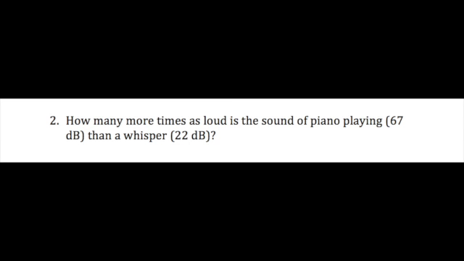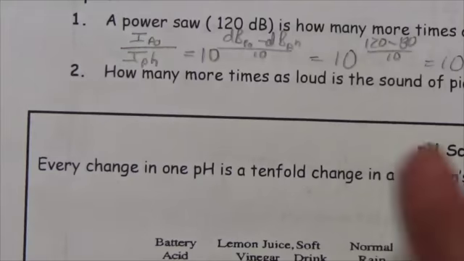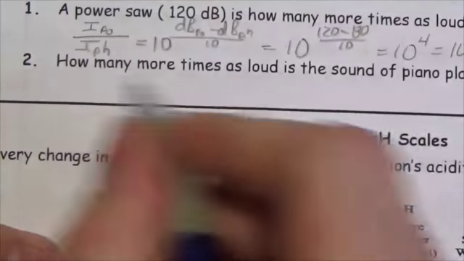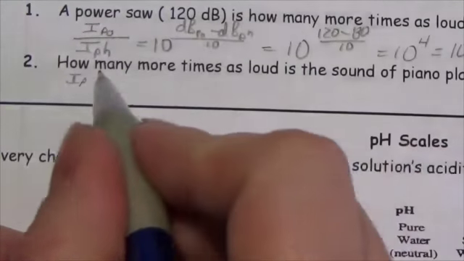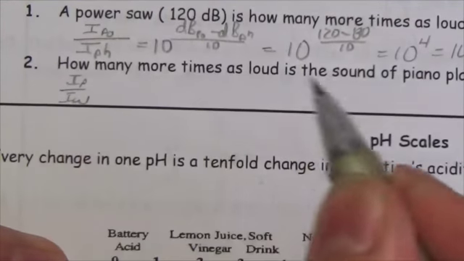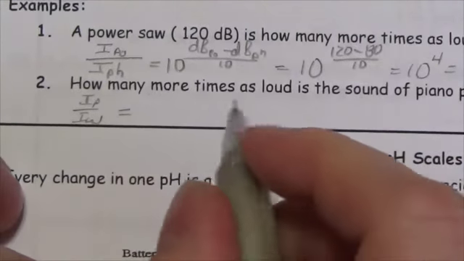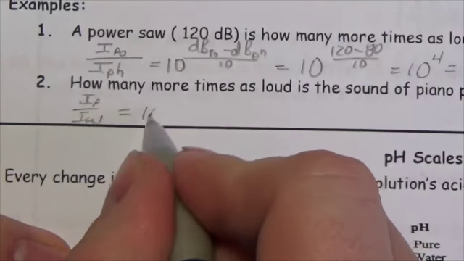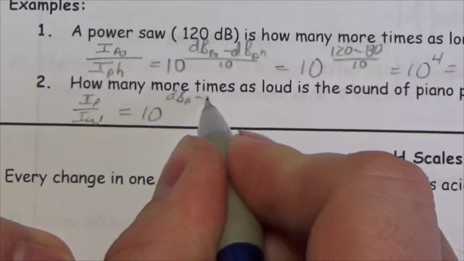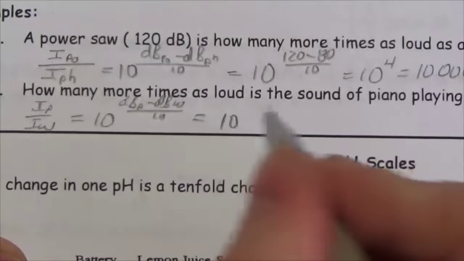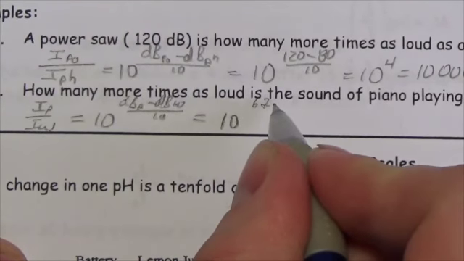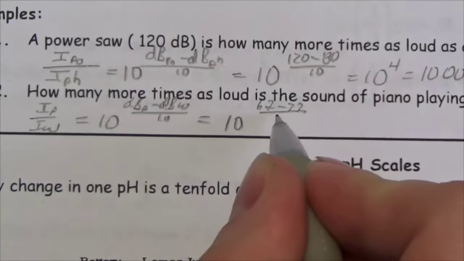How many more times as loud is the sound of a piano playing at 67 decibels than a whisper at 22 decibels? This next question is asking something really quite similar. We're going to compare the piano to a whisper. We've got the decibel values here, so this is going to be 10 to the decibel value of the piano minus the decibel value of a whisper, all over 10. That will be equal to 10 to the 67 decibels minus 22 decibels, all over 10.